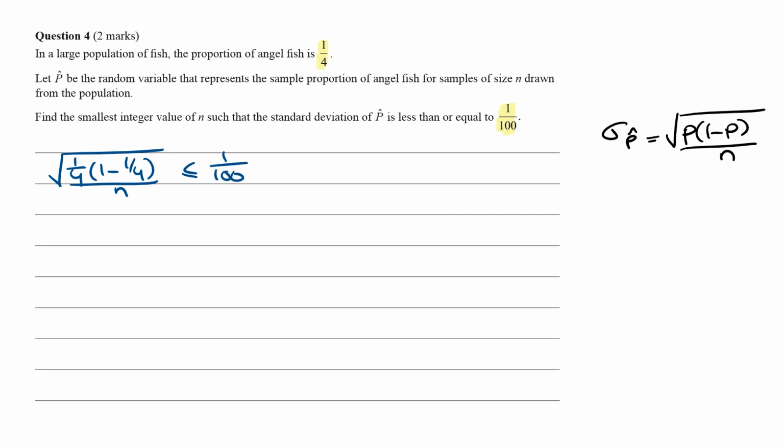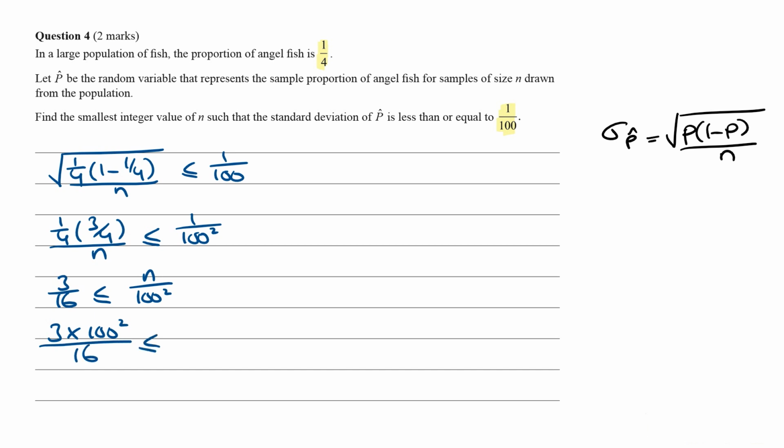We now have an equation with one unknown, and so we can solve for n. If we square both sides to get rid of the square root sign, this is going to be 1 on 4 times 1 minus a quarter, which is 3/4, over n smaller than or equal to 1 on 100 squared. Multiplying both sides by n and simplifying the top, we're going to get 3 on 16 is smaller than or equal to n on 100 squared. And then bringing the 100 squared to the left hand side, this is going to be 3 times 100 squared over 16 is less than or equal to n.